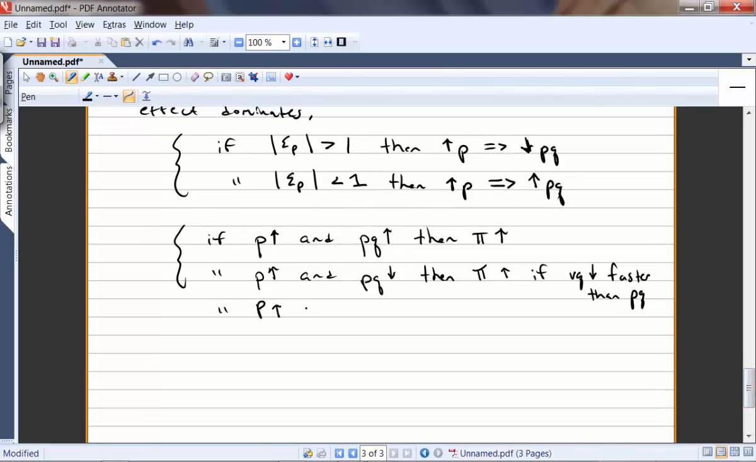And in the other case, where price goes up and the quantity demanded effect dominates, so the revenue goes down, then profit will go down if it turns out that the variable expenses fall slower than P times Q. If revenue is falling faster than variable expenses, then the profit has to go down, right? So you should memorize these things right here.